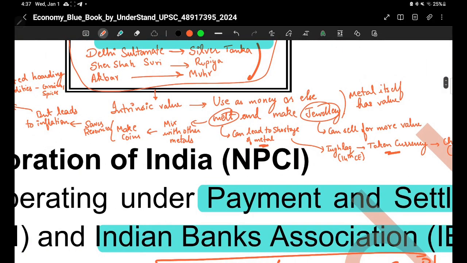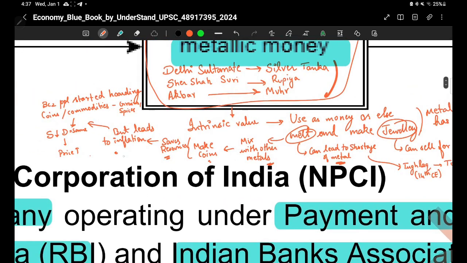Another problem is you can melt it and mix it with other metals, and make coins. This saves the resources, but it leads to inflation. How? People will start hoarding the good quality coins like gold coins and silver coins. They might even start hoarding some commodities like grains, spices, and textiles and all that. So what will this cause? It will cause supply to become less, but demand is the same. So if this happens, price will increase. So it leads to inflation.